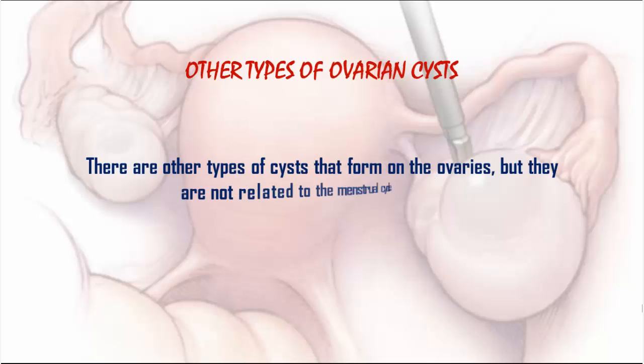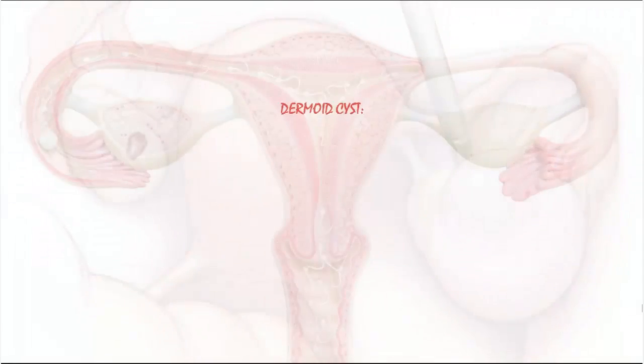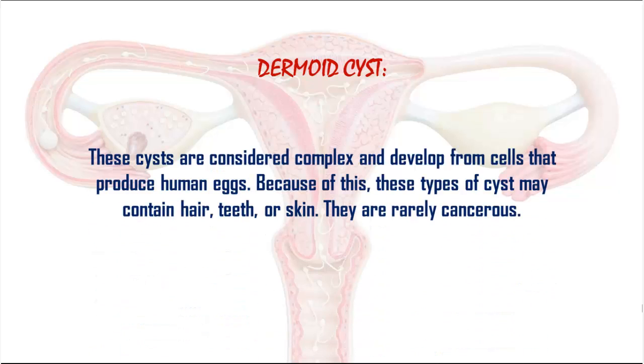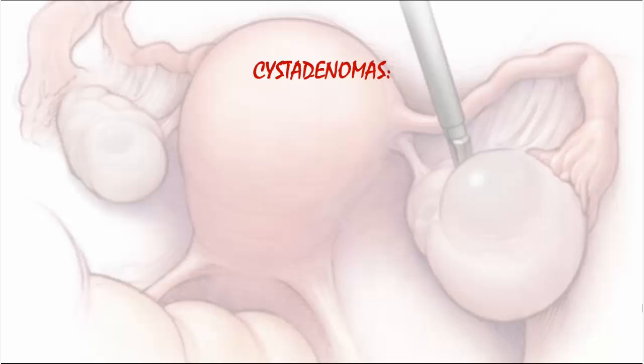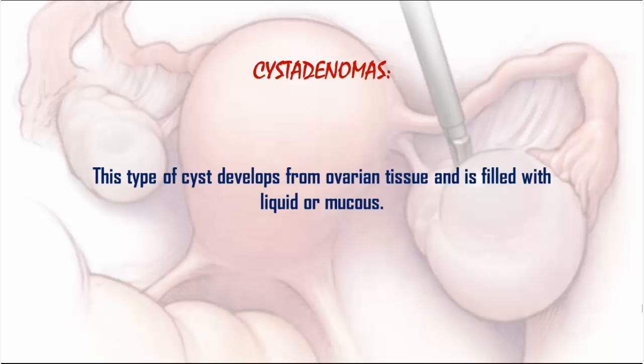Other types of ovarian cysts. There are other types of cysts that form on the ovaries, but they are not related to the menstrual cycle. Dermoid cyst. These cysts are considered complex and develop from cells that produce human eggs. Because of this, these types of cyst may contain hair, teeth, or skin. They are rarely cancerous. Cystadenomas. This type of cyst develops from ovarian tissue and is filled with liquid or mucus.